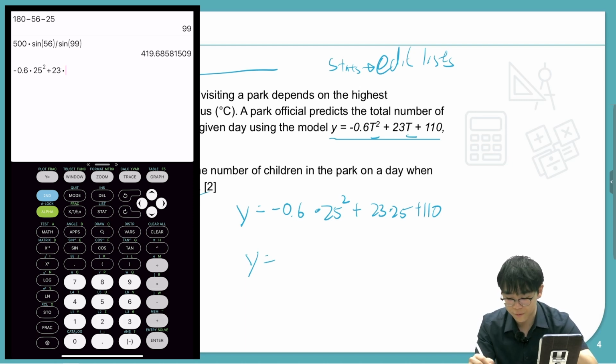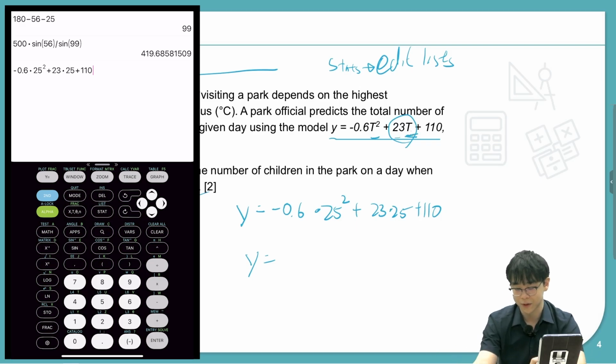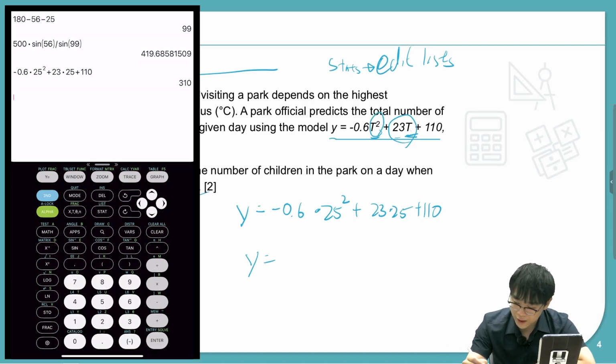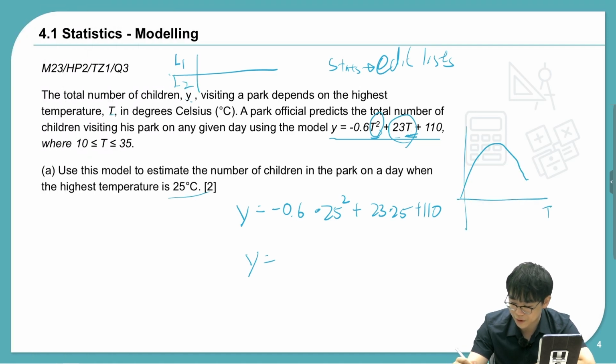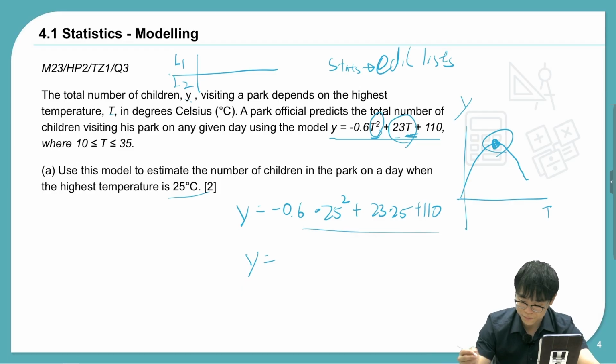And notice the negative in front of the t squared. That probably means that as temperature gets higher, the number of children out in the park will probably decrease, because if it's too hot, people aren't as active. But then there's also a term where we have 23 times t. So maybe for the lower temperatures, as it gets warmer, there are more children. But when there are very high temperatures, then the number of people will drop. So I'm guessing the graph would look something like this, temperature versus children. There's going to be a Goldilocks temperature where there's just the right number of children, or the maximum number of children. But anyways, if we evaluate this expression, we're going to get 310.